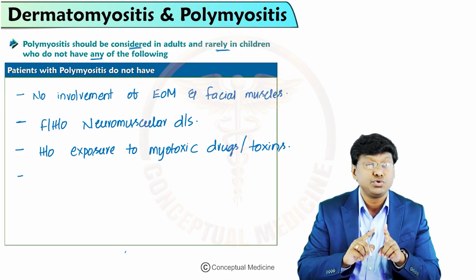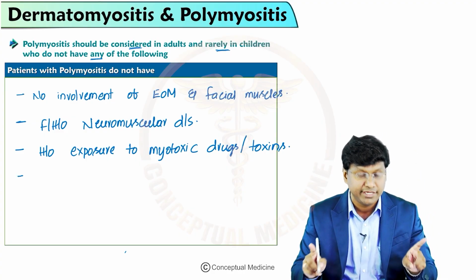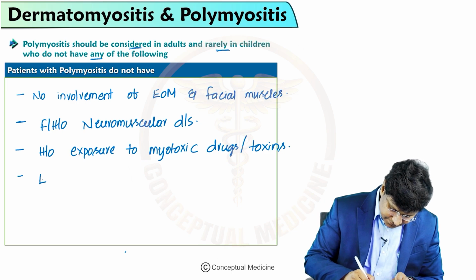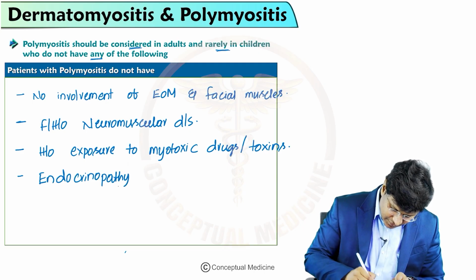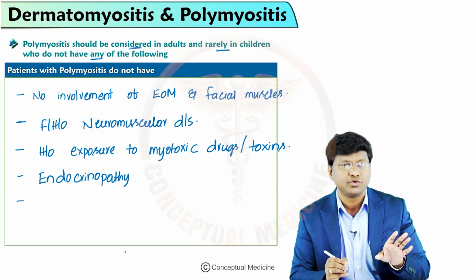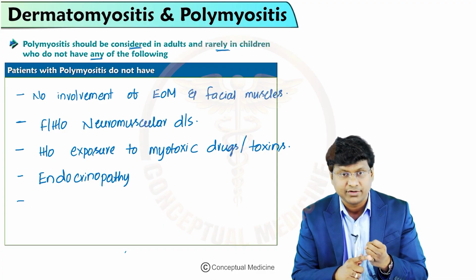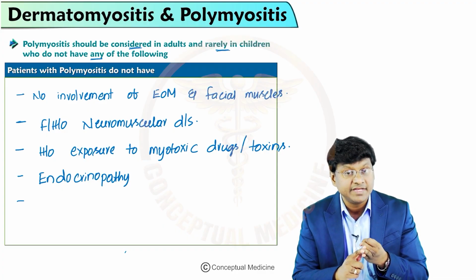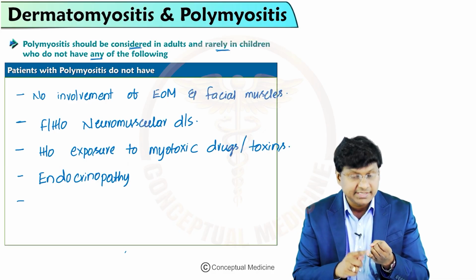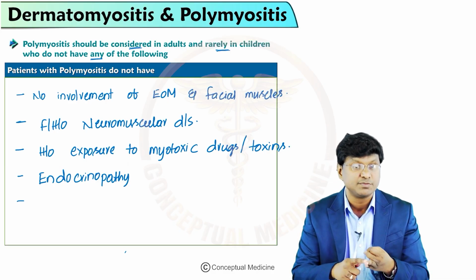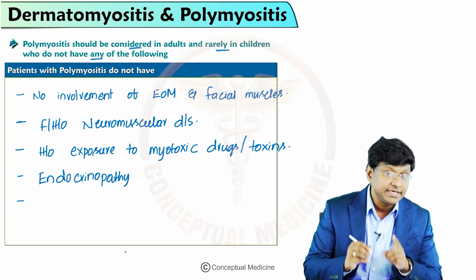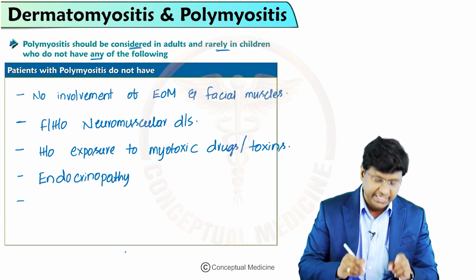And they should not have any endocrinopathy. That means they should not have thyrotoxicosis or any history of diabetes mellitus, because in thyrotoxicosis there can be proximal muscle weakness, and in diabetes mellitus there can be proximal muscle weakness. And there should not be any neurogenic disease.